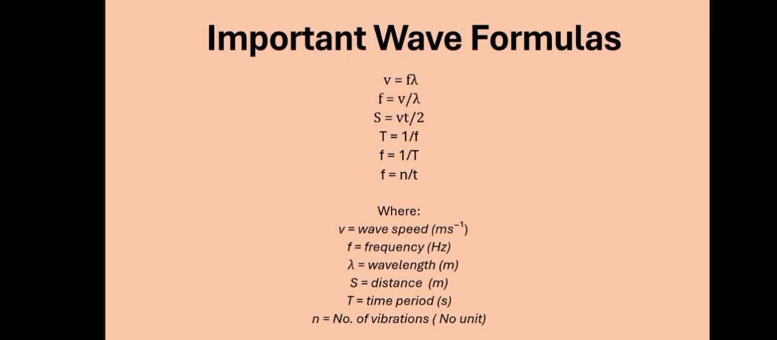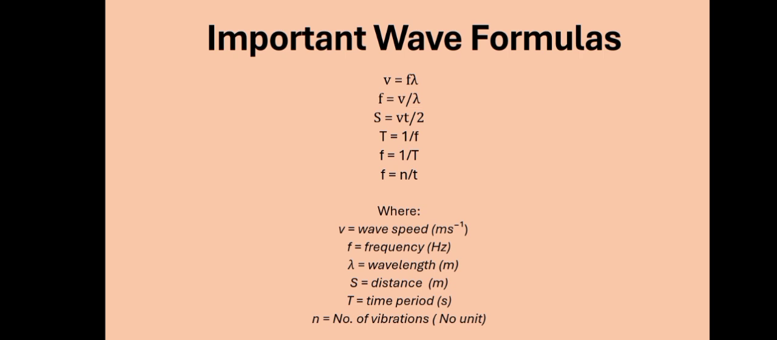And then another formula, S is equals to Vt over 2. That is a formula that is used in the ultrasound topic. We can find out the depth by using this formula. T is equals to 1 over F. Similarly, F is equals to 1 over T, and the frequency is also equals to N over T. N is the number of vibrations or oscillations divided by the time.